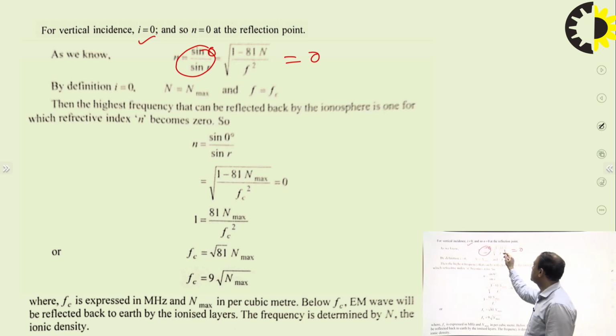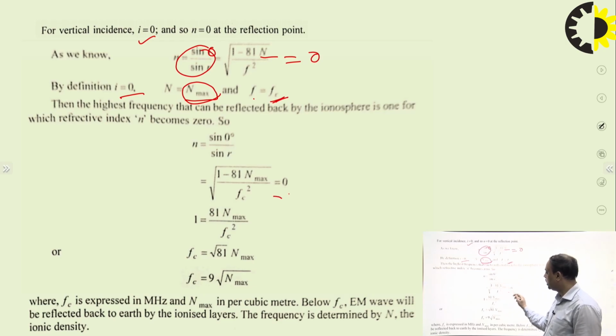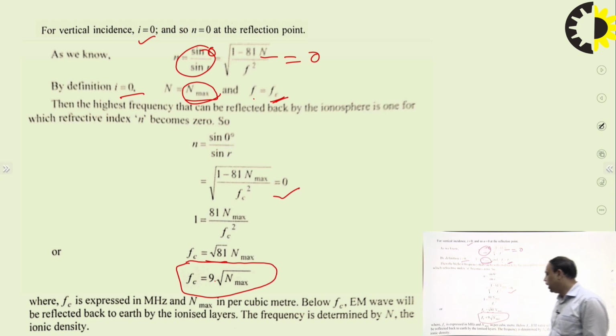In this case, n is represented as n max, the maximum electron density, for the vertical incidence of the wave, and f becomes Fc, the critical frequency. If we calculate, this is equal to 0. Fc is equal to the square root of 81 n, or 9 times the square root of n max. So the critical frequency for any layer is 9 times the square root of n max, where n max is the maximum electron density of this layer.